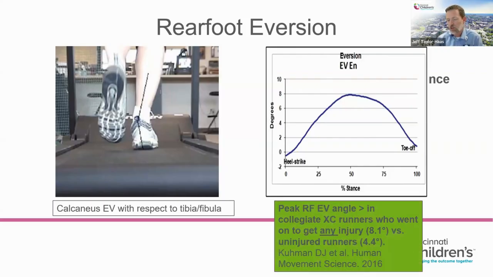Speaking of, there's a nice paper by Kuhlman and colleagues in 2016 looking at a collegiate cross-country population who found that runners who went on to get any injury had higher amounts of peak rear foot eversion versus healthy runners. So there is some low-level evidence linking this value to injury, and in future discussions, future webinars, we'll get into that deeper.